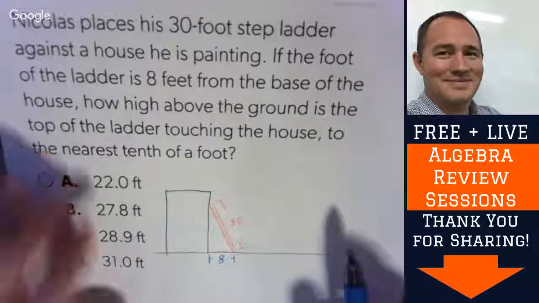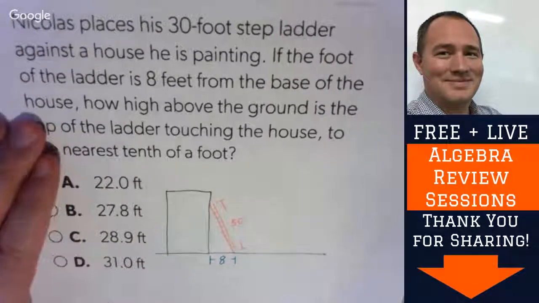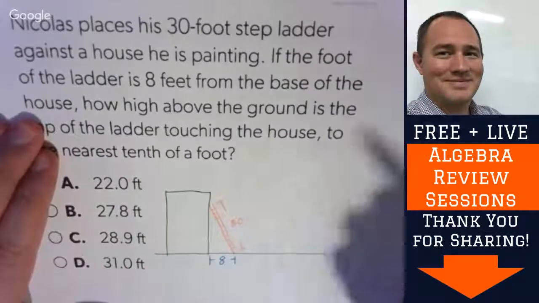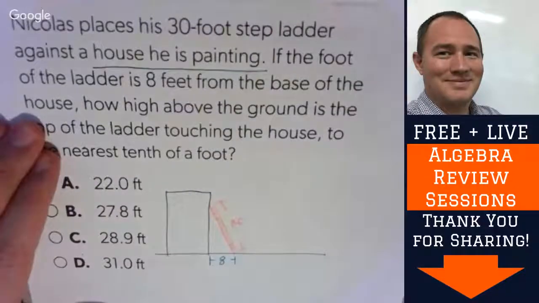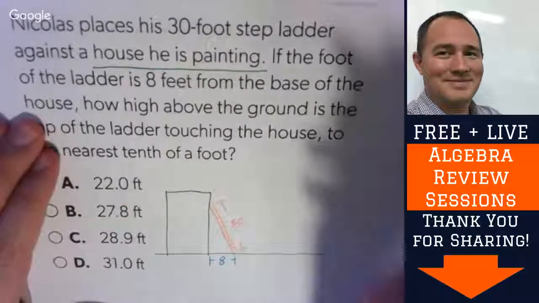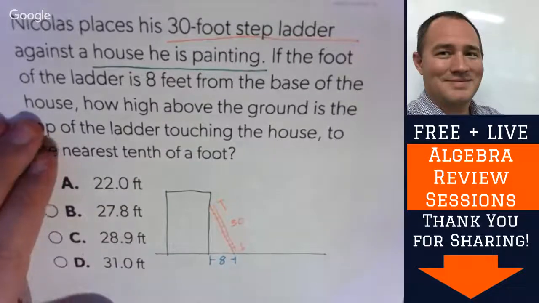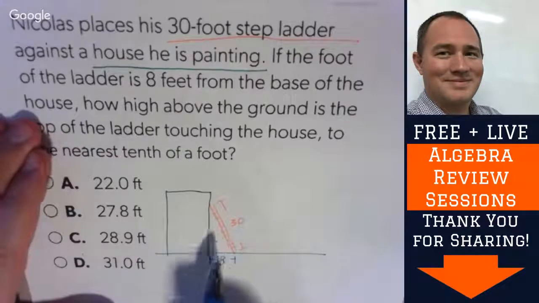And so we took care of, you can almost start to color code the paragraph, right? So we're painting a house. So we did that in the green. For the 30-foot step ladder, that's an orange. I like to do colors whenever I can to help connect the ideas. This says the ladder is 8 feet from the base of the house. I did that in blue.